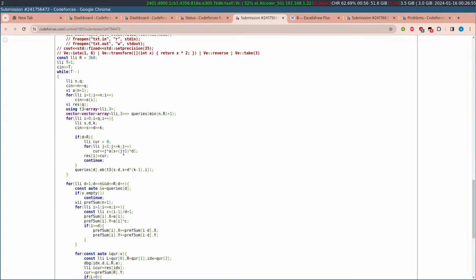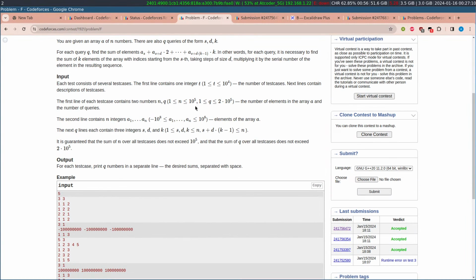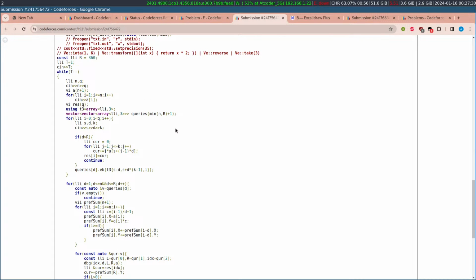The key idea here is, since you are doing jumps of D, the number of times you will jump would be at max n divided by D. And because D is greater than 360 and n is around 1e5, 1e5 divided by 360 is around 360 only. And the number of queries is 2 into 10 to the power 5. So 2 into 10 to the power 5 into 360 would be around less than 1e8 or something like that. It should not be difficult.